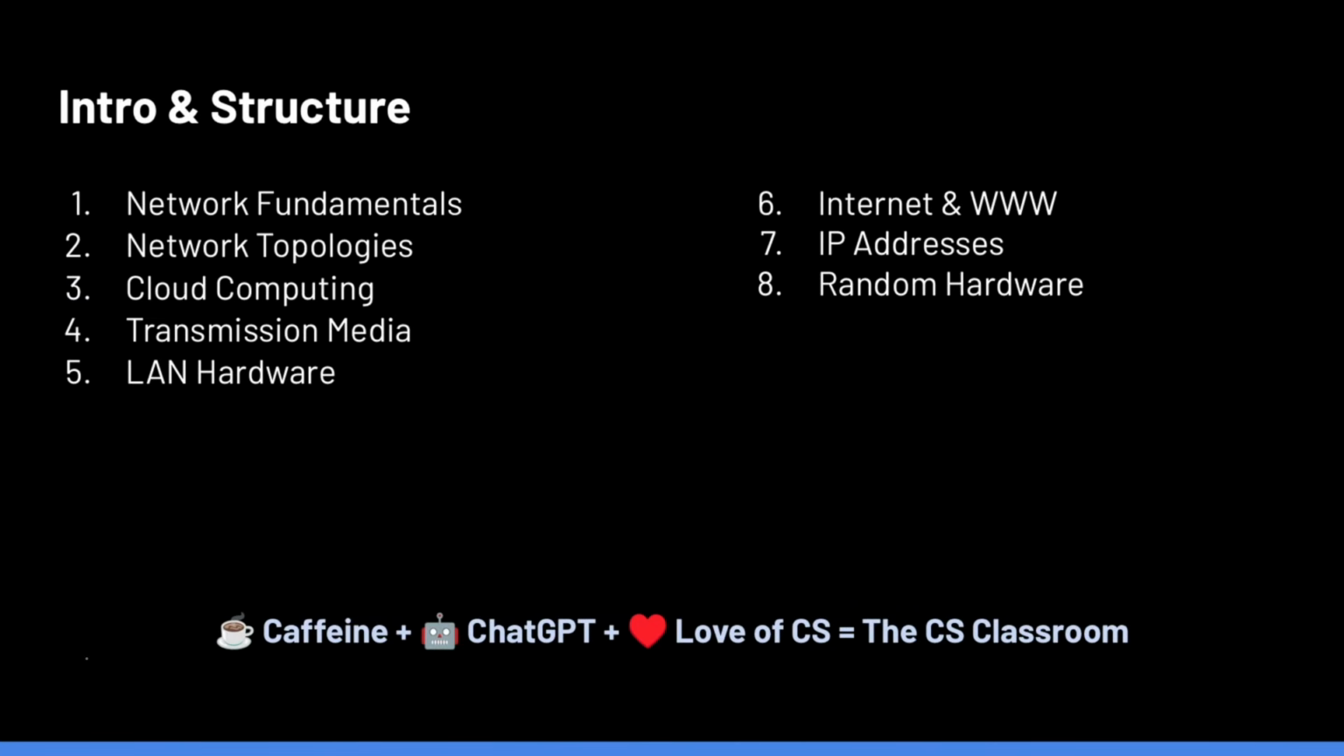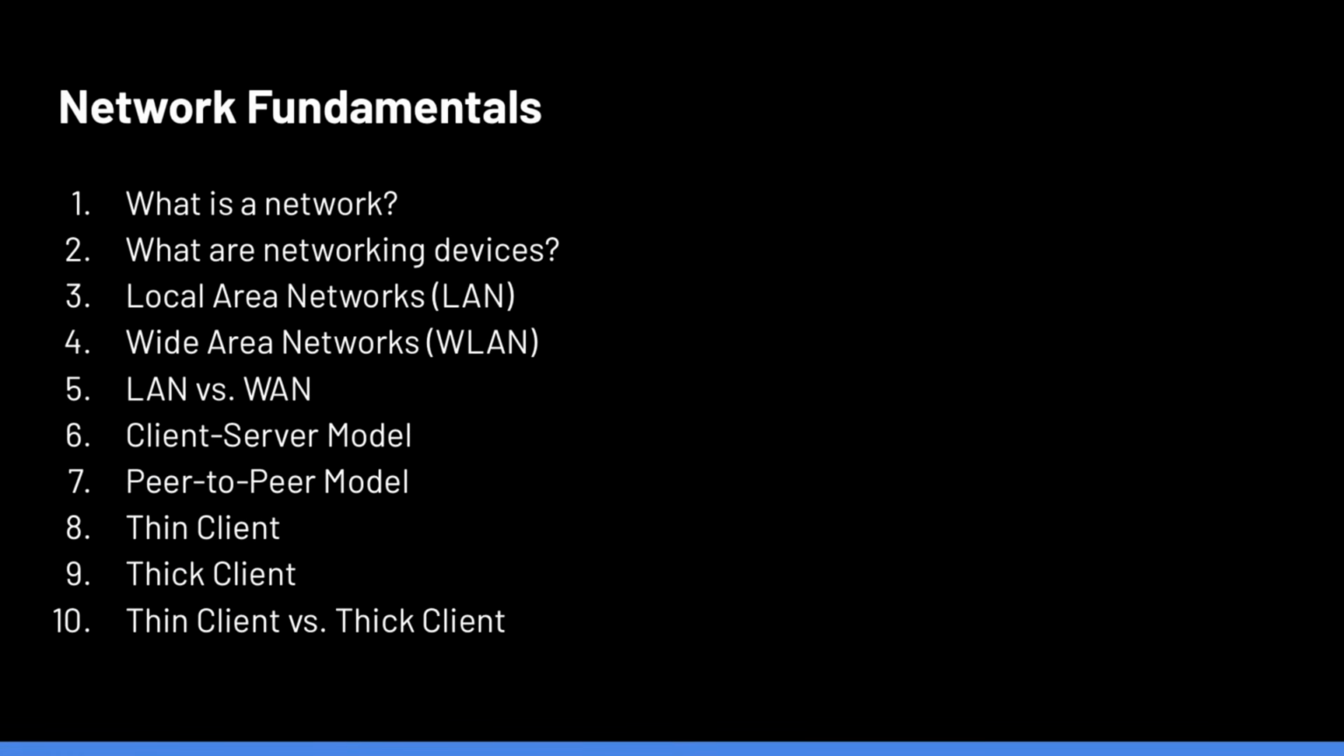In this particular topic, we're going to be talking about a number of network and internet related topics. We'll talk about how networks work, network topologies, cloud computing, transmission media, meaning, for example, copper wires, fiber optic, how data is actually transmitted, LAN hardware, so hardware involved in networks, the internet, IP addresses, and then some other random hardware related topics. We're going to start with network fundamentals, which is going to go over a fair number of topics that are related to the types of networks that we use and how they're structured.